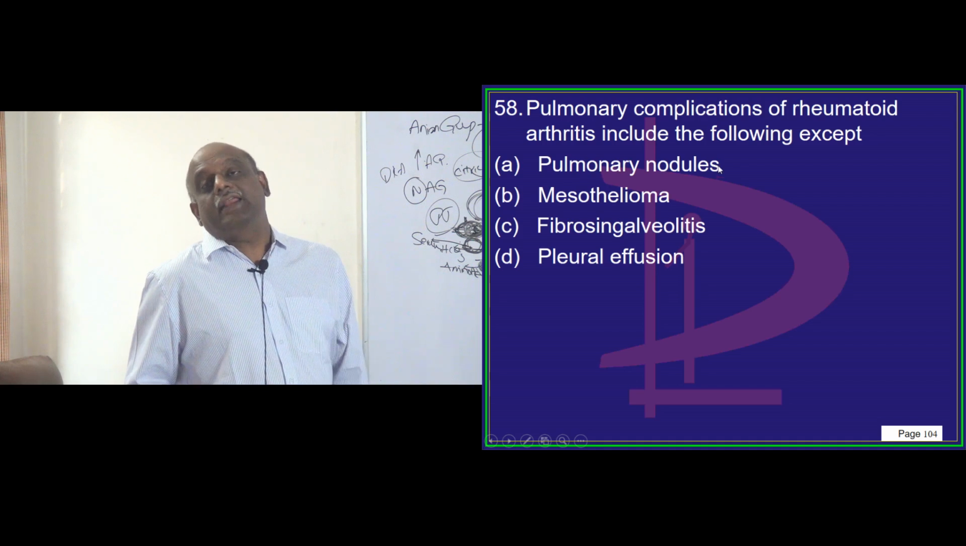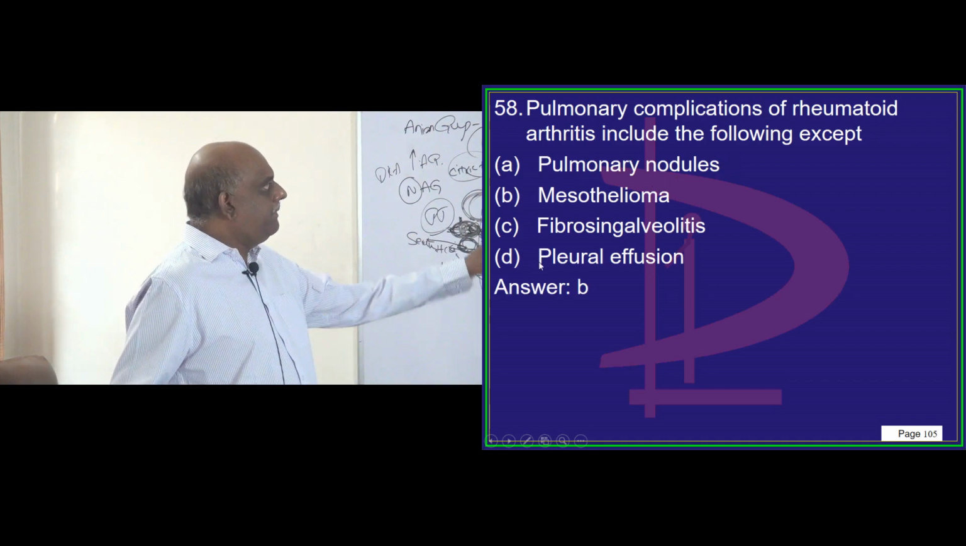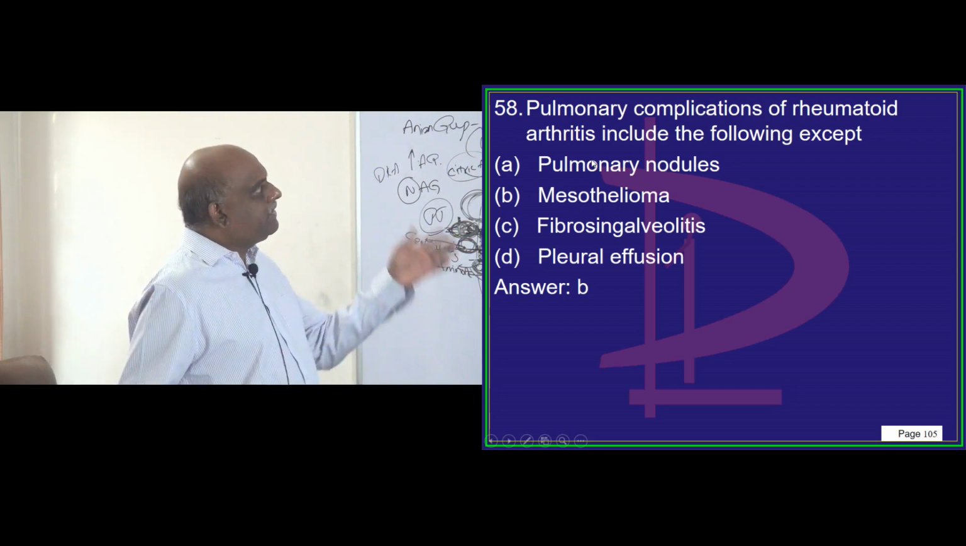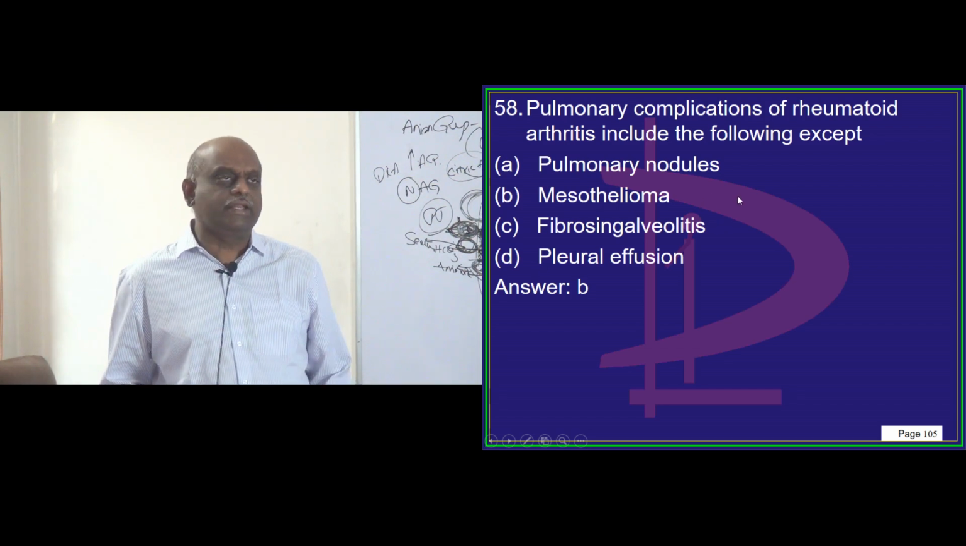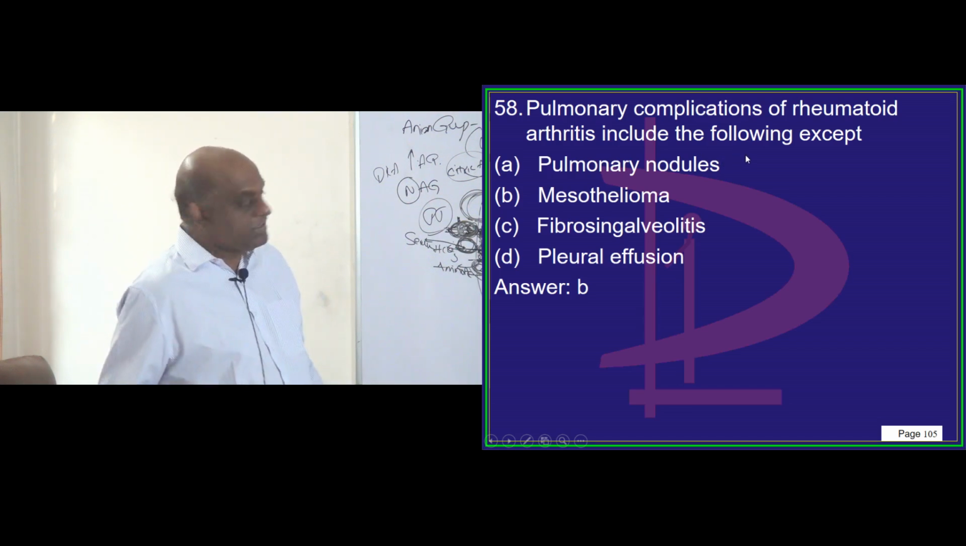Rheumatoid arthritis में, what are all the complications that you see? We find pleural effusion, fibrosing alveolitis, pulmonary nodules, etc. Everything in rheumatoid arthritis. Keep punching the answers.